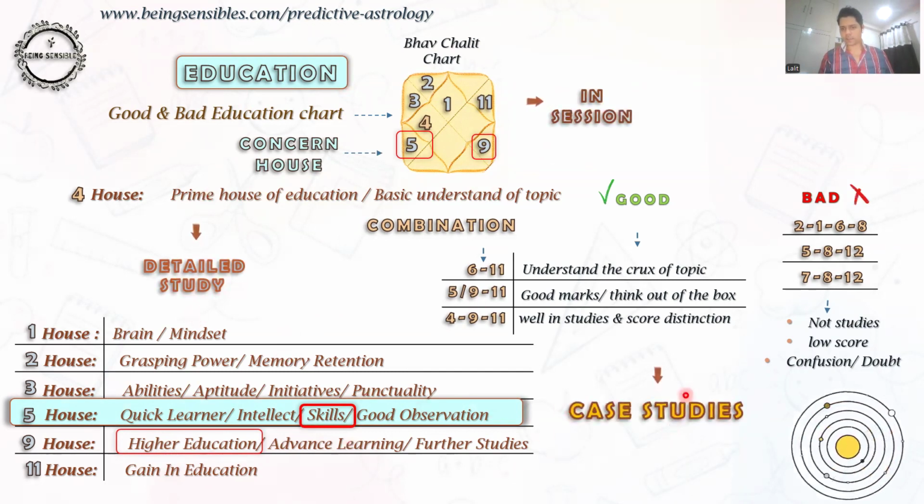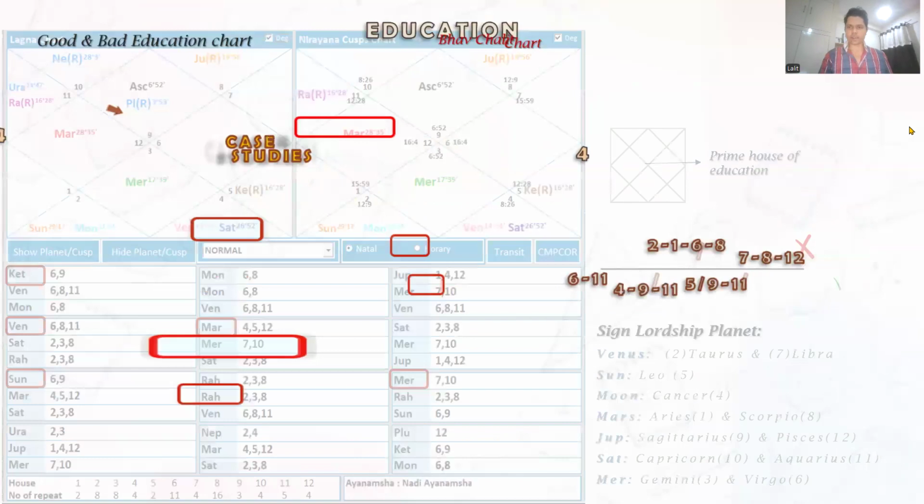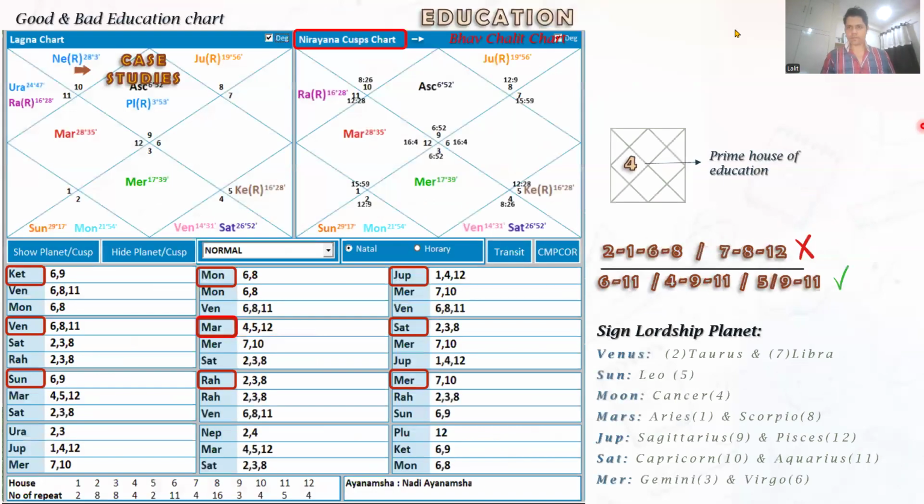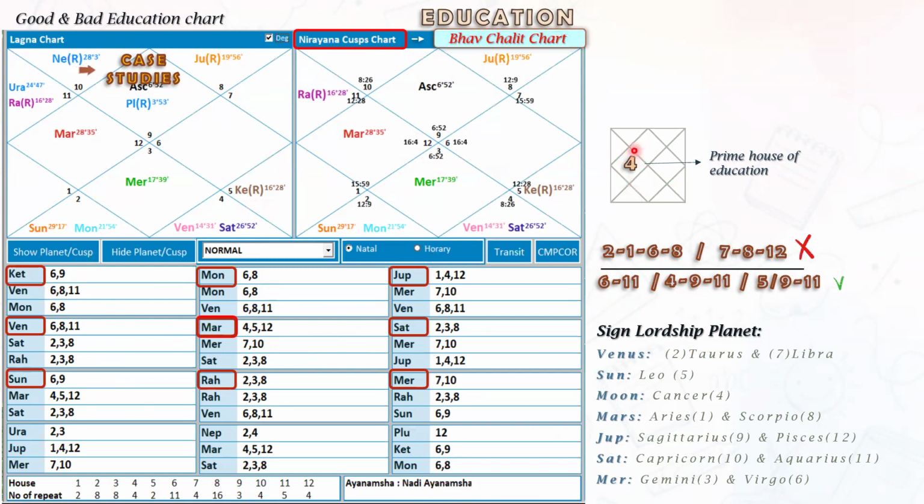So let's give the idea with case studies. I'm taking the screenshot of one person, one student, with the nine planets, and we know the combination which tells us a yes or no. First we have to check the fourth house in this chart.